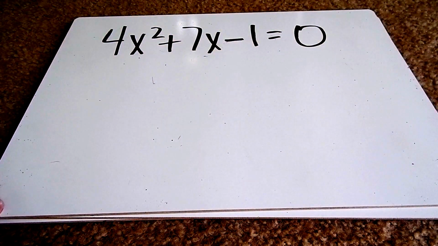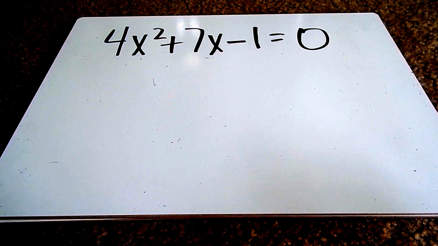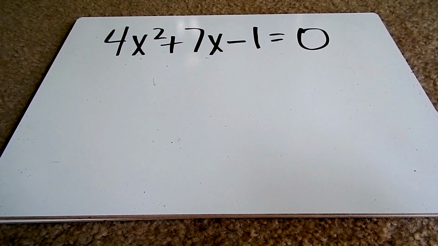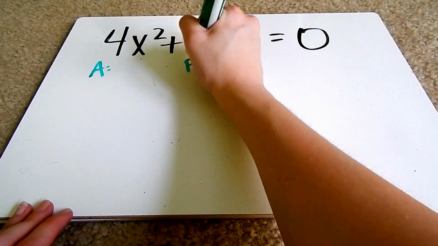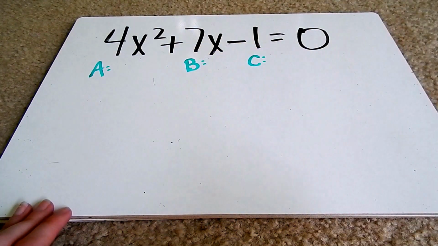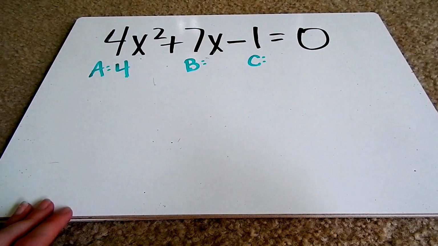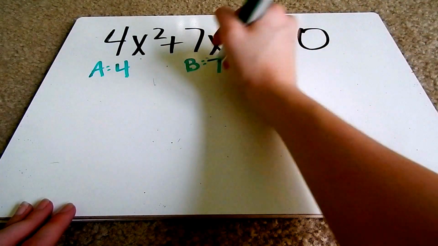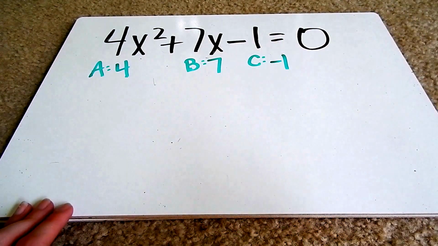Okay, moving on to our next example here. Again, we have to make sure we're equal to 0. In this case we are, so we can label our a, b, and c. The a value is attached to the x squared. That's going to be my 4. The b value is attached to the x, which is 7. The c value is the constant at the end, which in this case is -1.